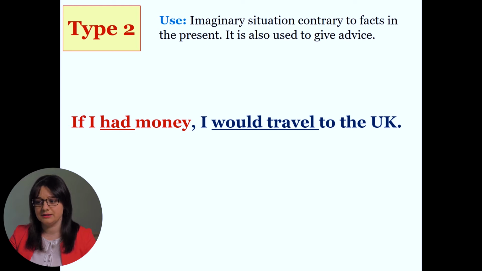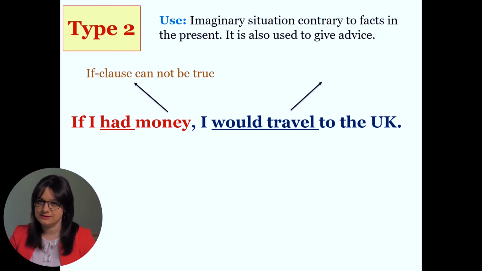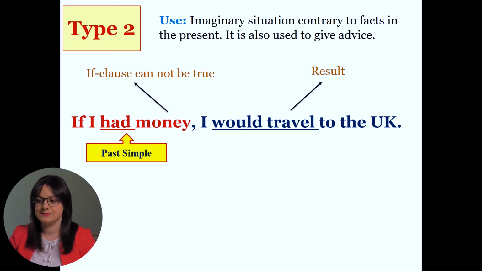If I had money, cannot be true because I don't have money. I would travel to the UK. This is the result. So, this is an imaginary situation. If I had this money, for sure I would travel to the UK, but I don't have. In the if clause, we use past simple tense. In the main clause, we use the structure would plus bare infinitive.